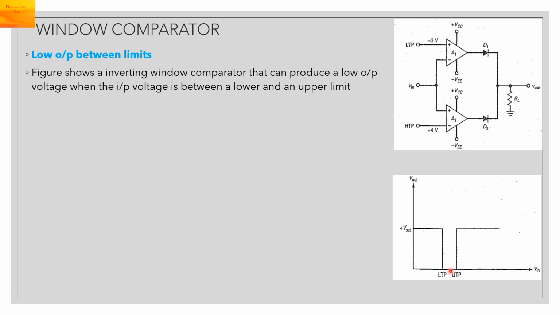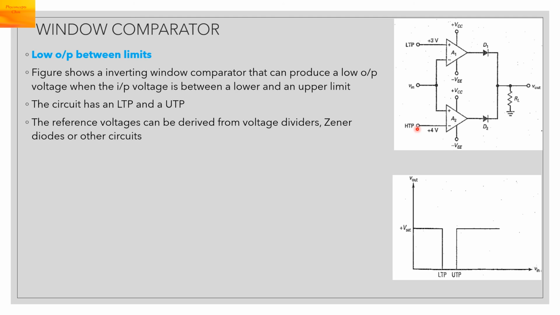So in this comparator, we get a low output between the limits LTP and UTP. The figure shows an inverting window comparator that can produce a low output voltage when the input voltage is between the lower and upper limit. So the circuit has an LTP and a UTP. The reference voltages we can derive using voltage dividers.